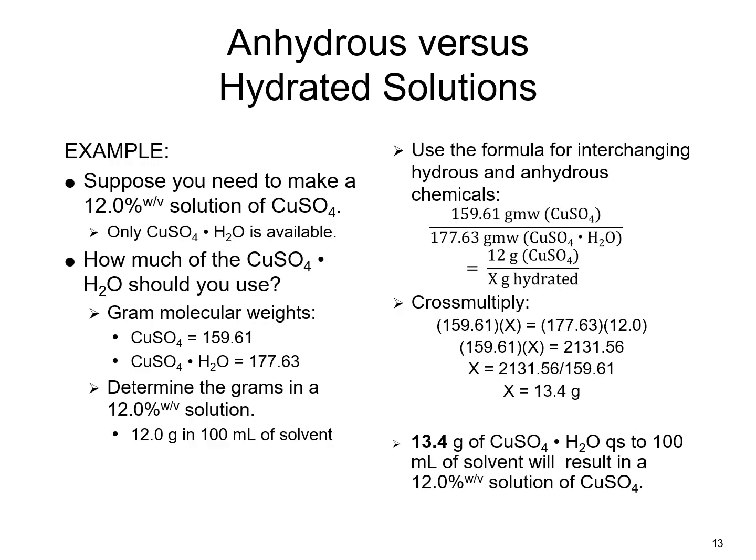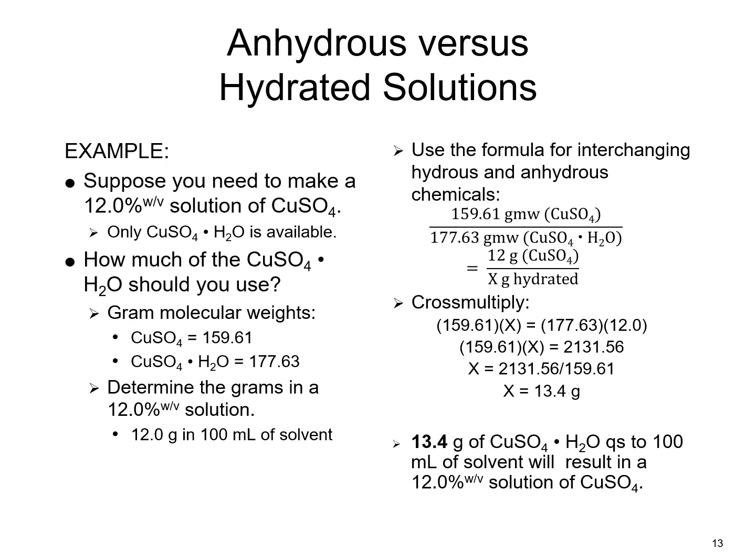So now let's look at an example. Suppose you need to make a 12% weight per volume solution of copper sulfate, but the only thing you have on hand is some copper sulfate solution and water. So we've got to figure out how much of that copper sulfate you need to mix with how much water in order to obtain that 12% weight per volume.